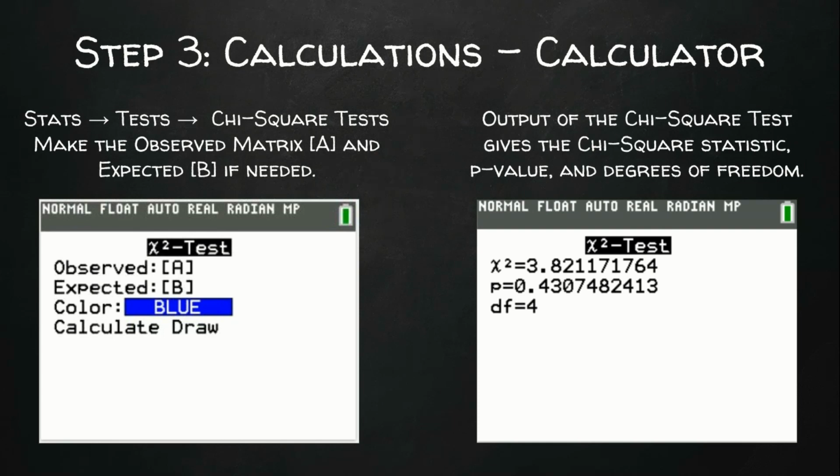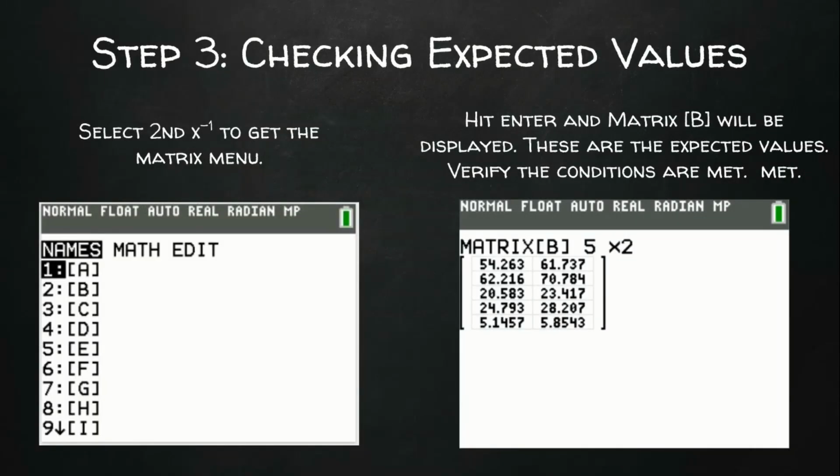The output for the chi-square test gives us our test statistic of 3.8211 and our p-value of 0.4307 and our degrees of freedom of 4. Now, when we ran that chi-square test, the calculator automatically calculated all of the expected values and put them into matrix B. So if we go back to our matrix menu and go over to Edit and select Edit Matrix B, you can see here matrix B has been filled with all of our expected values. Note that none of them are less than 5, so we have met our large counts condition.